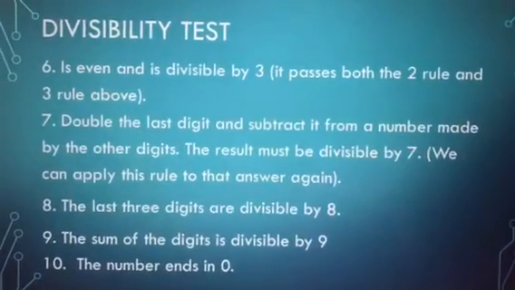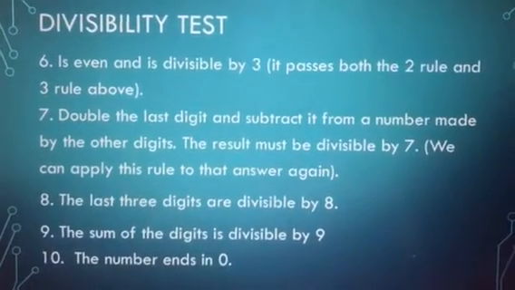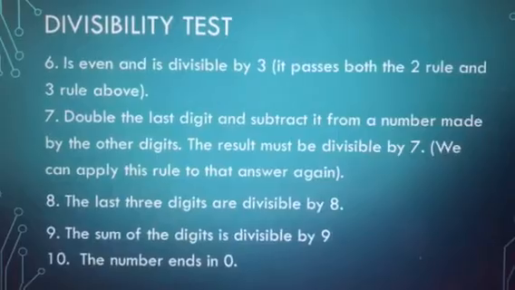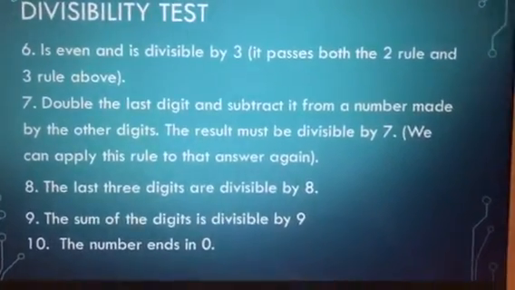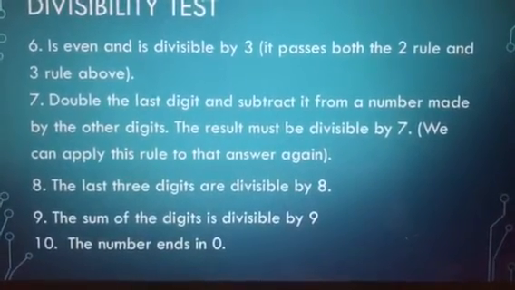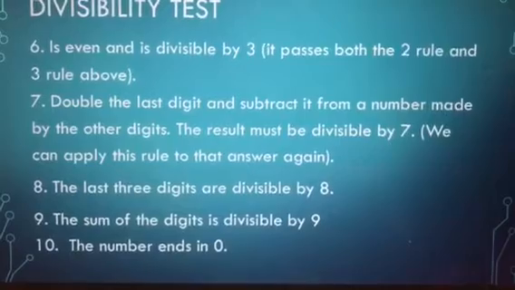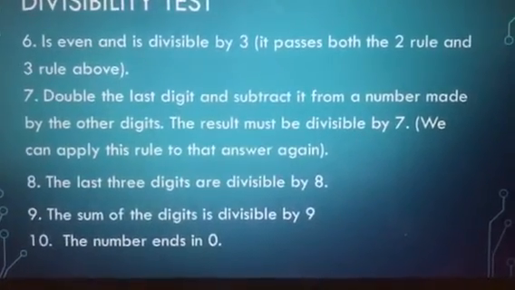Then 6: the number is even and divisible by 3, so it has to pass both rules 2 and 3 from above. For 7, you have to double the last digit and subtract it from the number made by the other digits. The result must be divisible by 7.